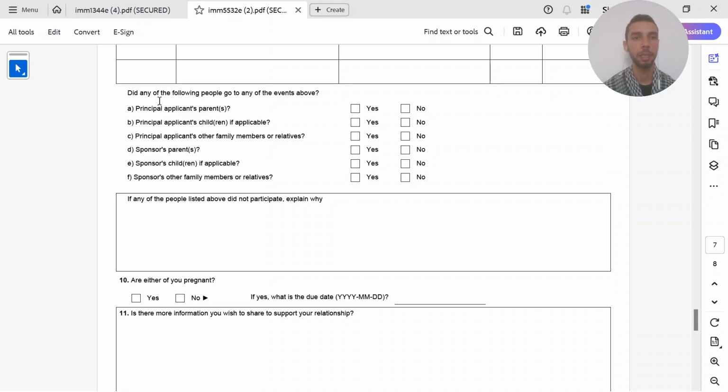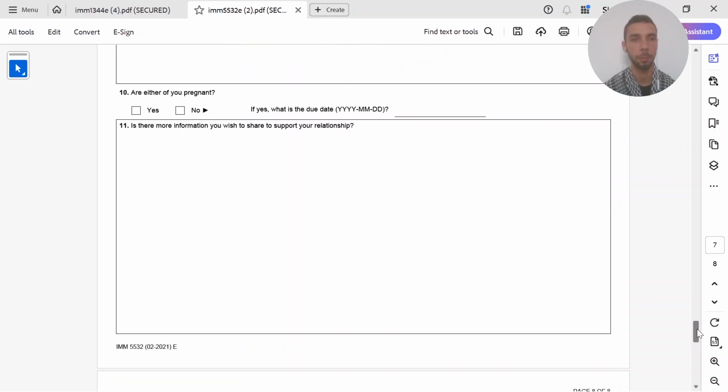Then we have, did any of the following people go to any of the events below? The principal applicant's parent, the sponsor's parent, the children, etc. And you have to answer yes or no. And if not, if the close member did not participate, you have to explain why. Again, the reason must be valid. Are either of you pregnant? Yes or no?